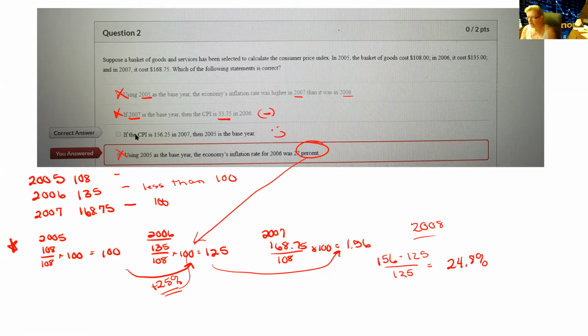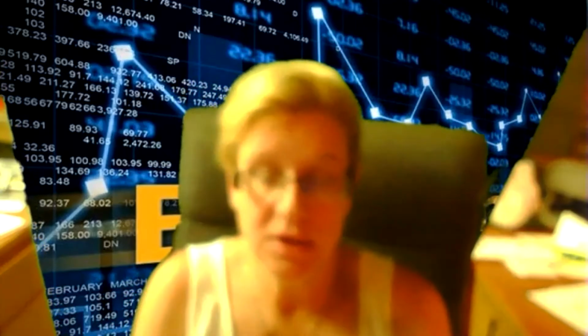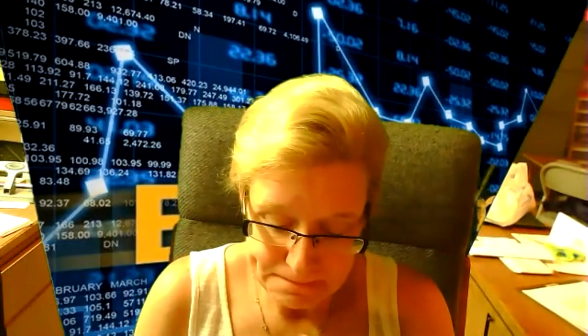Again, what I said is that this is based upon the idea of knowing that your base year is always equal to 100. Your percent change formula for mathematics, the most recent minus the previous divided by the previous times 100, gives you that. So that was really the key to these 2 questions.